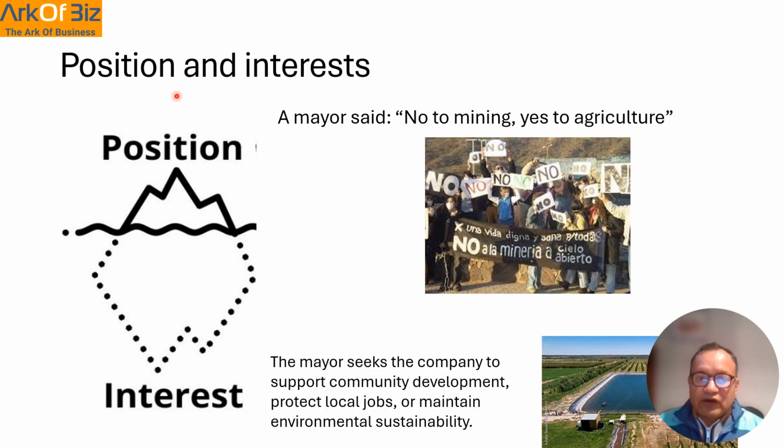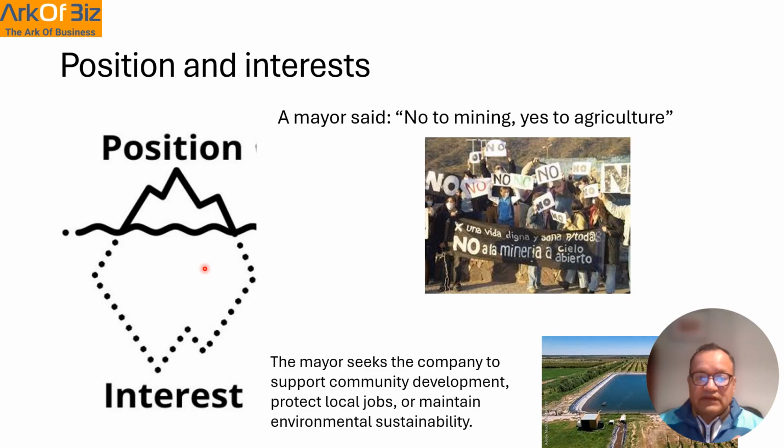Firstly, let's talk about positions and interests. So to really understand the difference between these two concepts, we can use the iceberg analogy. So the position is like the tip of the iceberg, the part we can see above the water. It's what the mayor of a community or a government official expresses publicly. On the other hand, interests are like the submerged part of the iceberg, the part hidden under the surface. These are the underlying reasons behind the position that are not immediately visible.